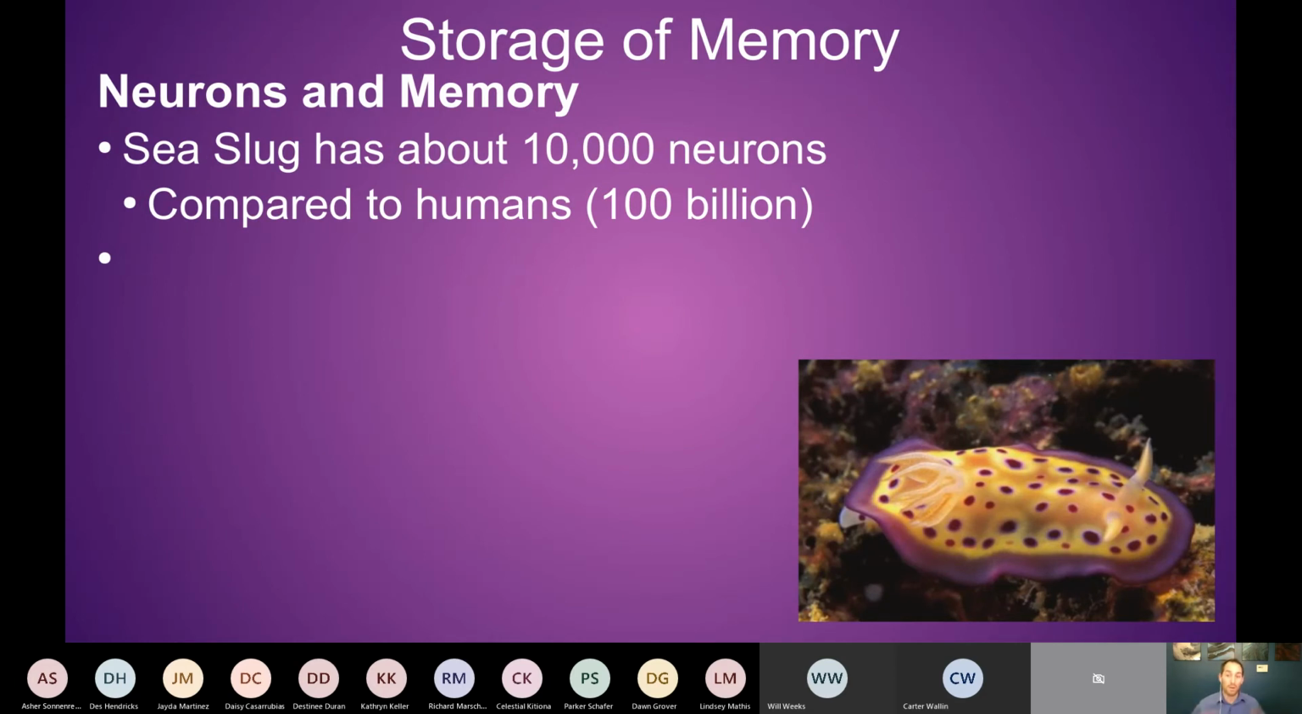One way that we learned a lot about these neural networks is actually from this little sea slug. These sea slugs have about 10,000 neurons, which is quite a lot, but it is a manageable number.